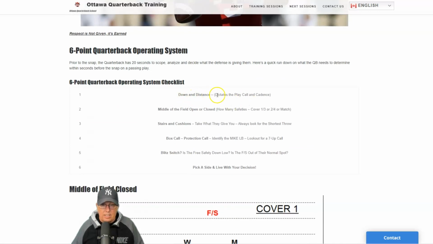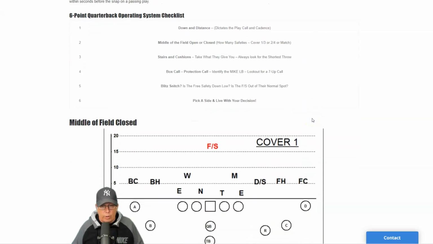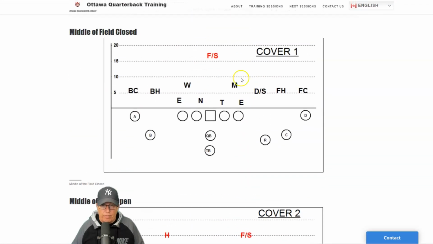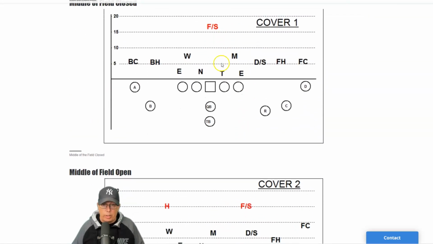So down and distance dictates the play call and the cadence. Middle of the field, open or closed. Do I got cover 1 or cover 2, 3, 4, or do I got match? And again, if you know there's two free safeties, then you can say to yourself, okay, I know I got cover 2 or 4, but if I have 1, then I know I got cover 1 or 3, right?